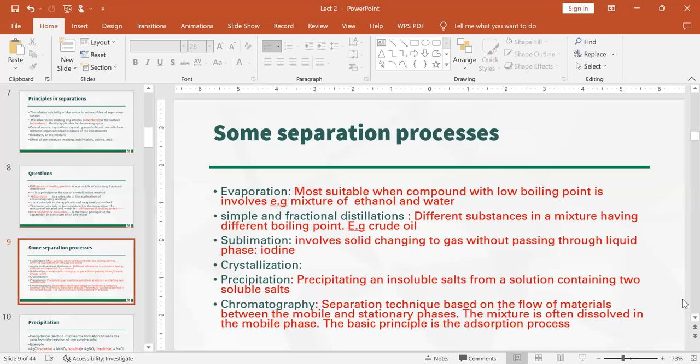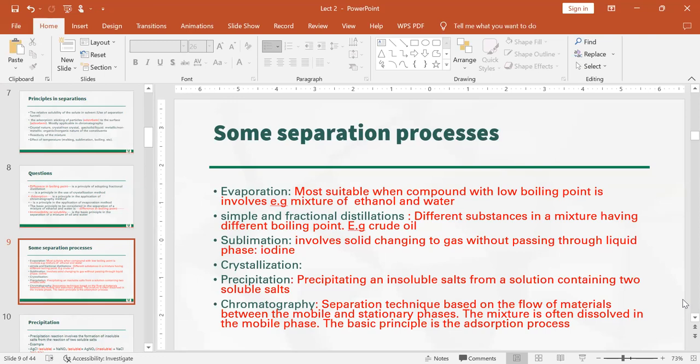Crystallization: you have precipitation. Two soluble salts, two salts that are soluble in water, such as silver nitrate and sodium chloride. They are present in water. You want to remove them. You now begin to be able to have silver chloride precipitating, with sodium nitrate remaining. Both were soluble, but you are removing one by precipitating it out.